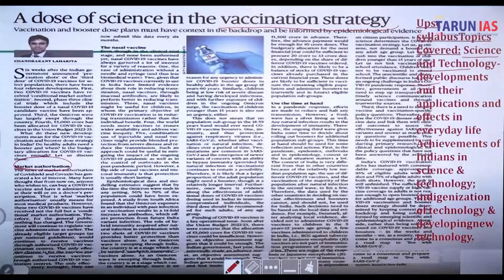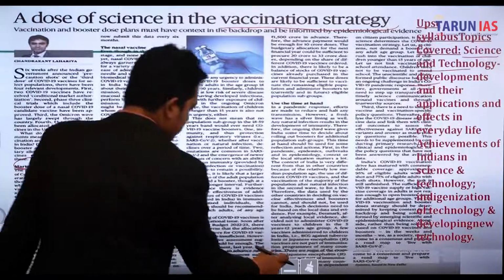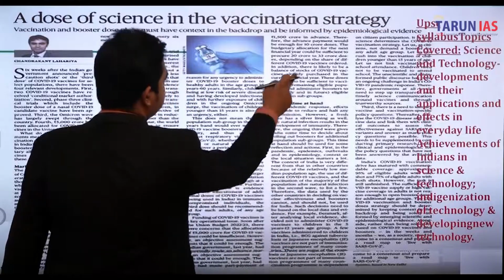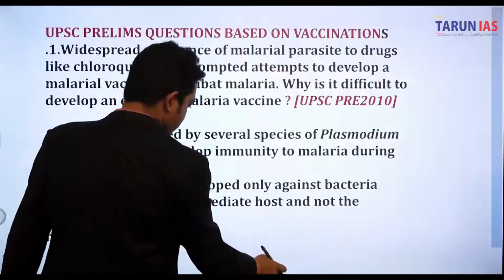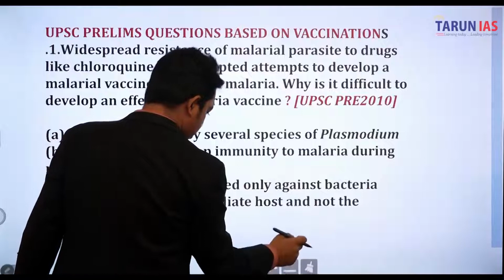And in the UPSC Mains syllabus, it is about achievements of Indians in science and technology, indigenization of technology and development of technology. So this portion is very, very important, because here it is mentioned that vaccination and booster dose plans must have context in the backdrop of being informed by the epidemiological evidence. Okay, so a UPSC prelims question has been asked here.